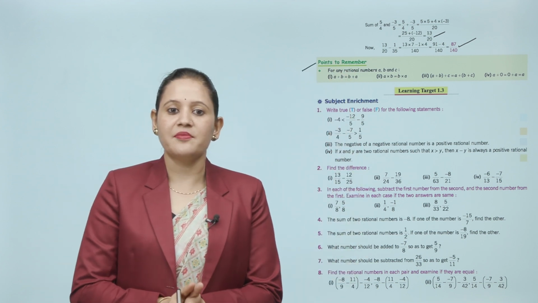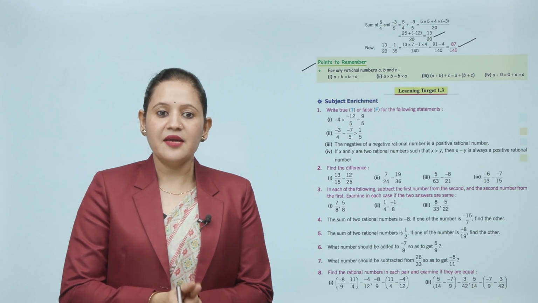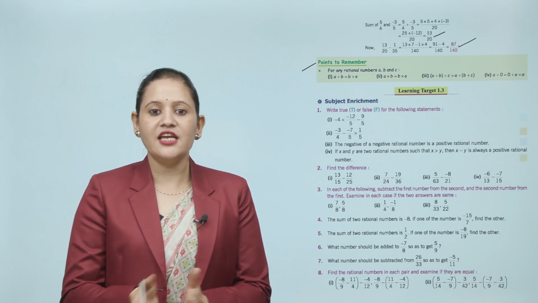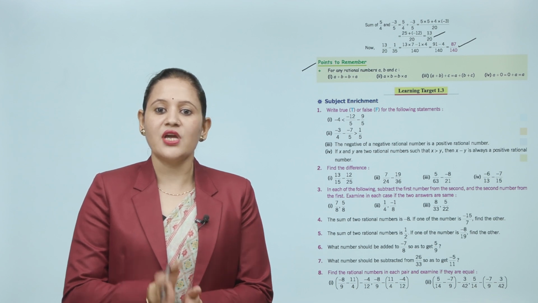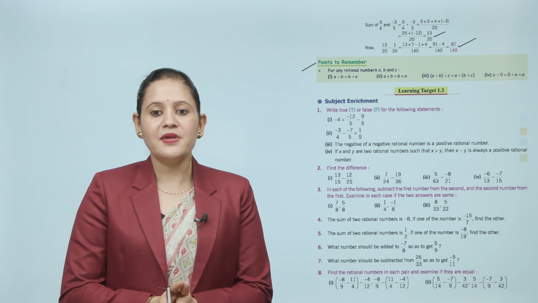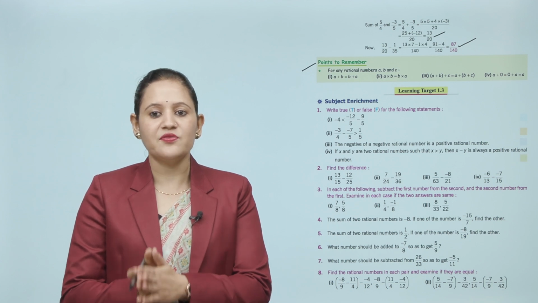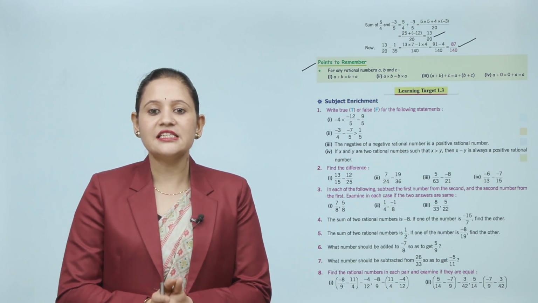Next, point to remember. For any rational numbers a, b and c, a plus b equals b plus a, a into b equals b into a, a plus b plus c equals a plus b plus c, a plus 0 equals 0 plus a equals a. Next, learning target 1.3.